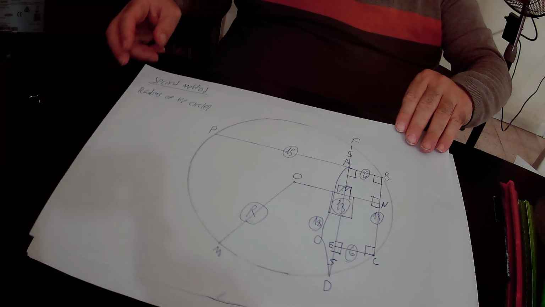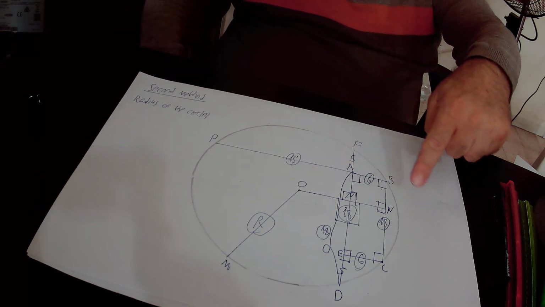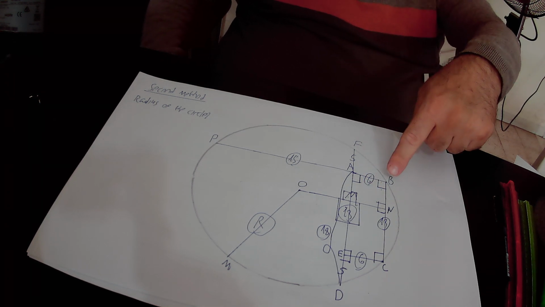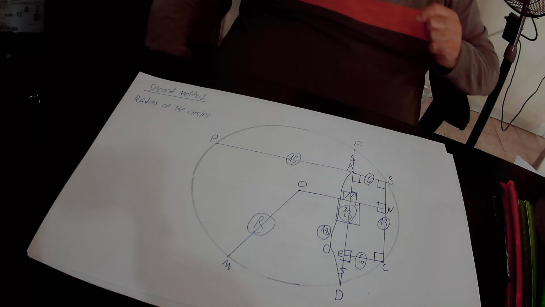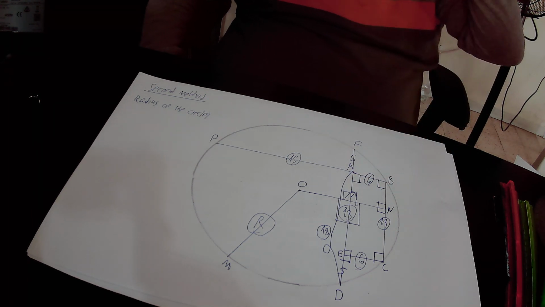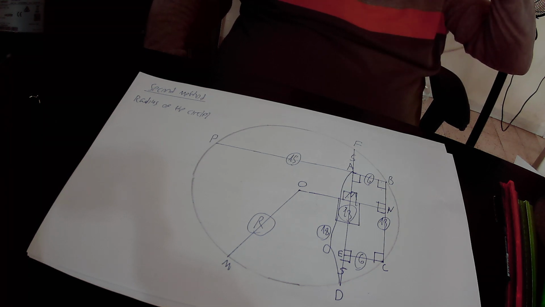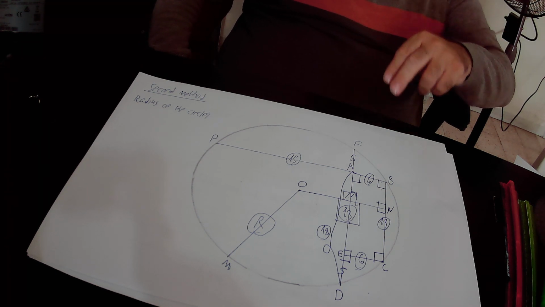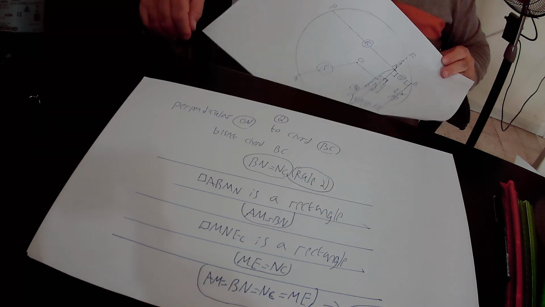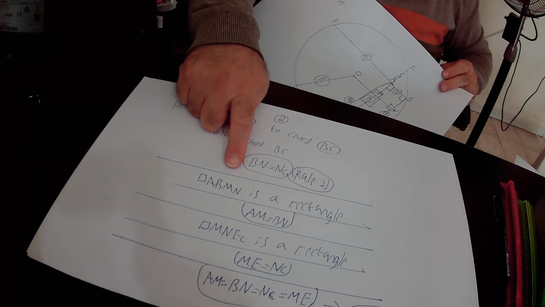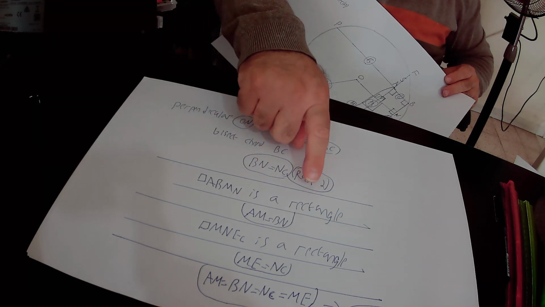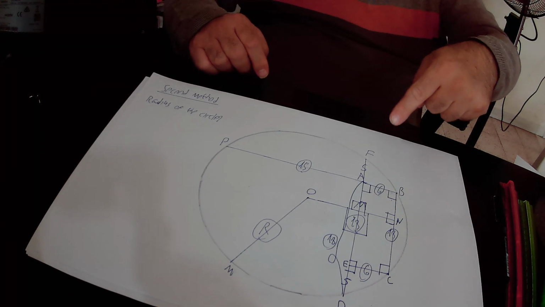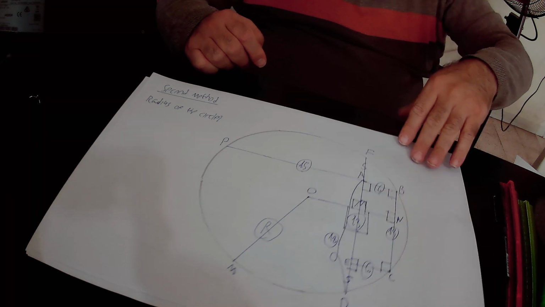Then we focus on quadrilateral ABMN. In this quadrilateral, we have 1, 2, 3 right angles. Therefore, the fourth angle must also equal 90 degrees. Therefore, quadrilateral ABMN that has 4 right angles is a rectangle. And we also know that the opposite sides of a rectangle are equal to each other. That is to say, AM equals BN.